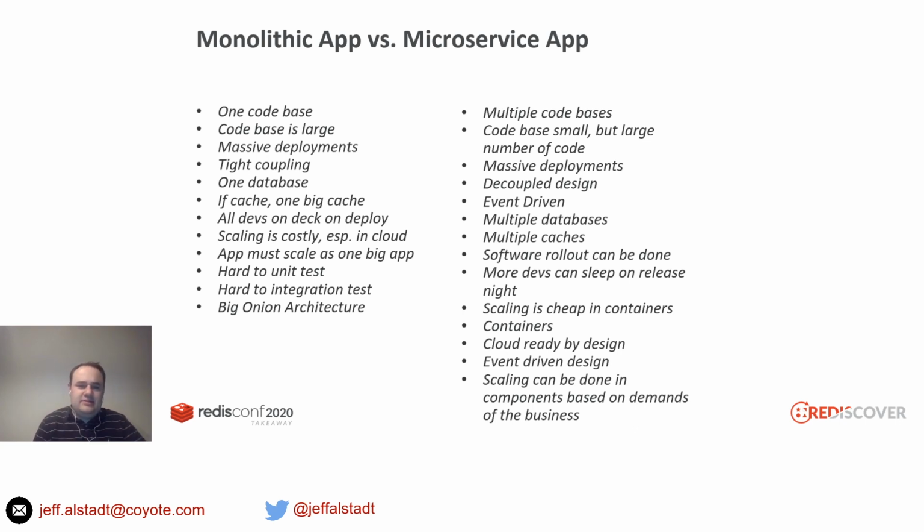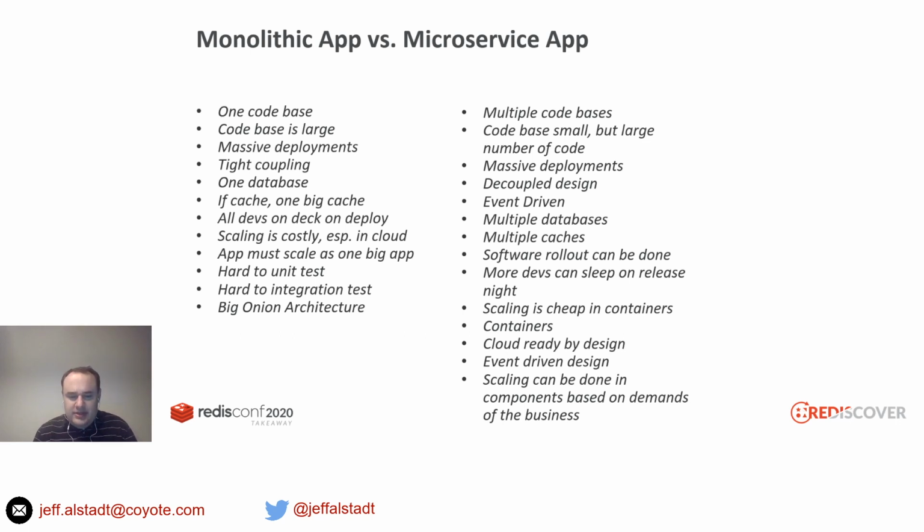Whereas a microservice app consists of multiple code bases, many microservices. The code bases are small, but there is a large amount of code deployed across multiple microservices. It has massive deployments. Deployments usually happen every day. It's decoupled in design because each microservice is focused on one specific thing that it does. Most microservices are event-driven. Event-driven design allows for faster deploys and faster communication between microservices.